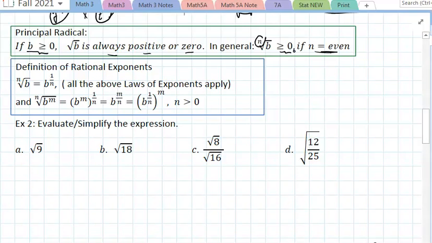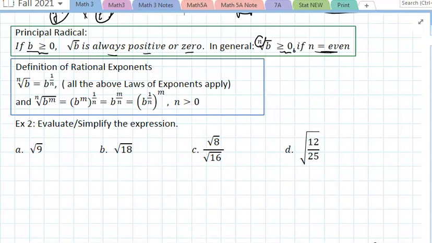What radicals do, they undo exponents. So a square root is asking, what did you square? What did you multiply by itself to get this number? A cube root is asking, what did you multiply by itself 3 times, or what did you cube to get this number?